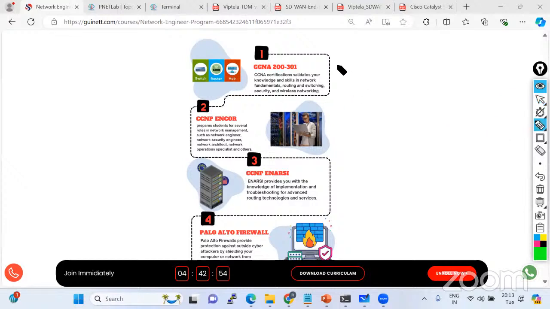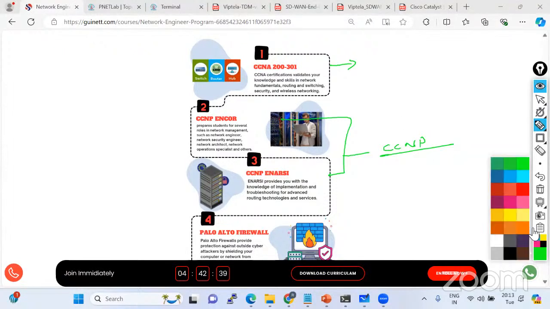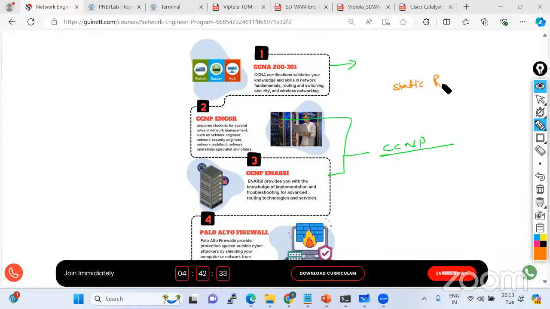You must have good knowledge of CCNA and good knowledge of CCNP. And if I'm talking about good knowledge of CCNA and CCNP, what must you have? Then you can learn this SDN technology. You should have a very good foundation in static routing. This is very important. You should also have very good knowledge of dynamic routing.